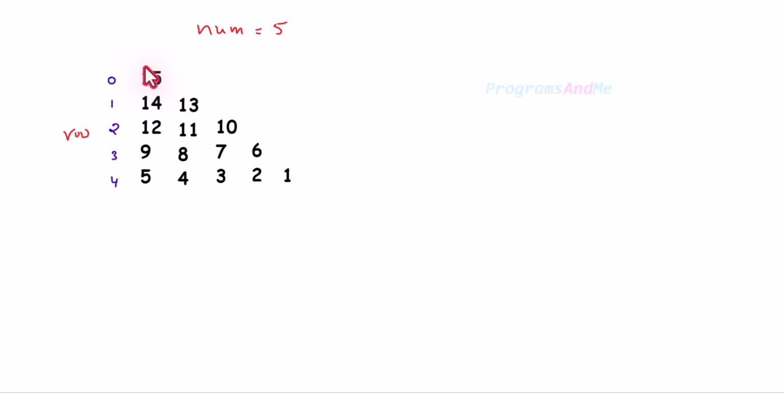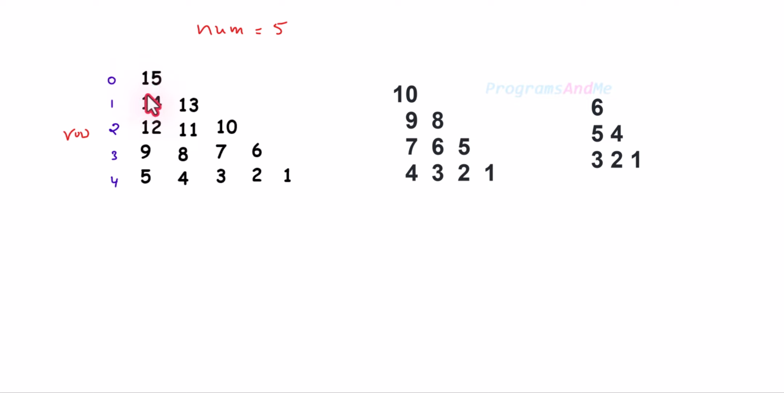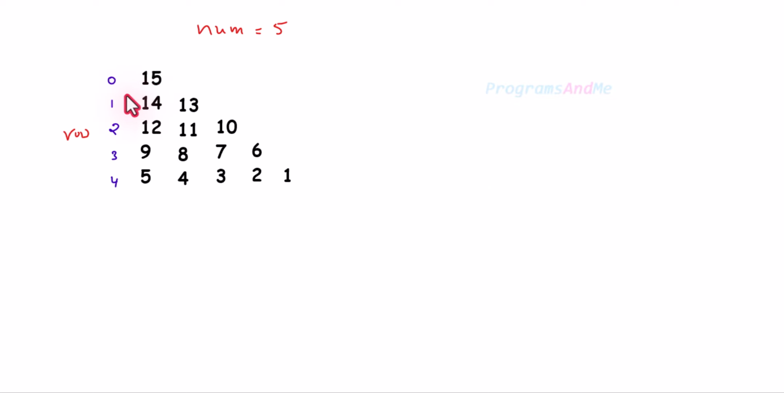But how to get the first number of the pattern? When the number of rows is 5, we'll get 15 here. But if the number of rows is 4, we'll get a different value here, like this. If the number of rows is 3, we'll get a different value. So how do we get the first number in this pattern? I already made a video on that, how to calculate the first numbers in the right triangle shape when we are printing the numbers in descending order. I will give you the link of that video in the description box. You can go and watch that.